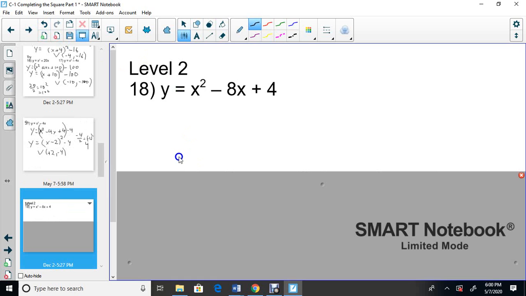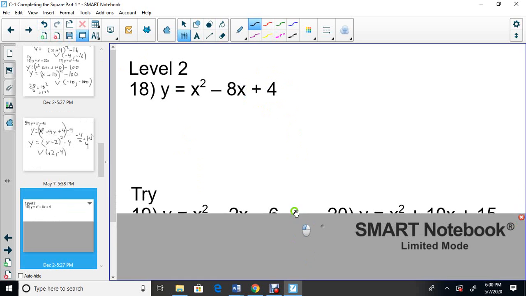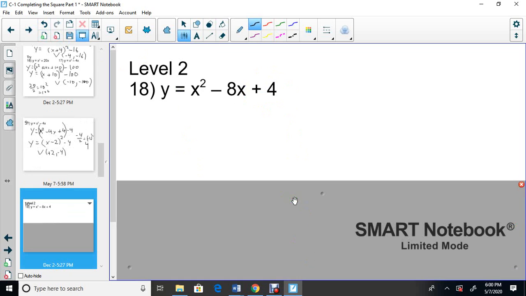Okay, level 2. Now we're going to get a little bit harder. Now we have a number at the end. So here's what you do. Same thing. You take the negative 8 somewhere. You divide it by 2, you get negative 4. Then you square it, so you get 16. So we're going to add and subtract 16.